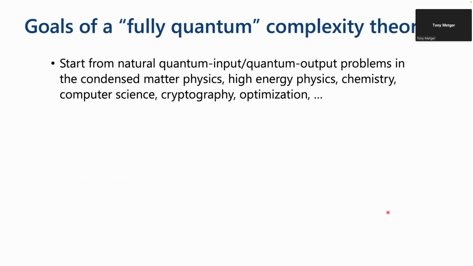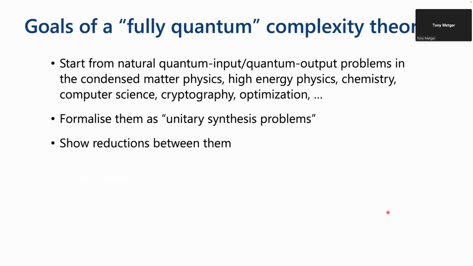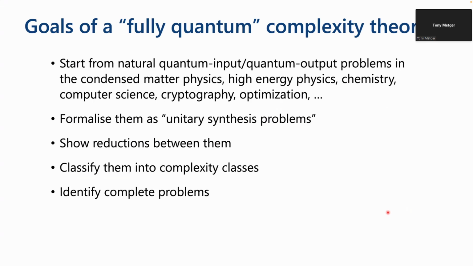Okay, so that's what we want to do. We want to start from these natural problems. We want to formalize them, because I can't just show up with a little picture. You need to formalize them, just like we formalize decision languages as these yes and no strings. We'll do this as unitary synthesis problems. Then we want to start proving reductions, classify them into classes, identify complete problems, maybe prove separations, and so on.